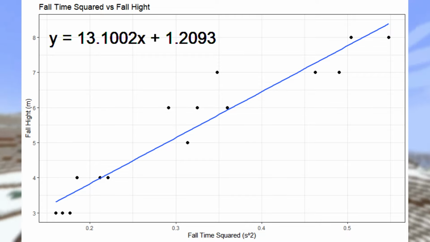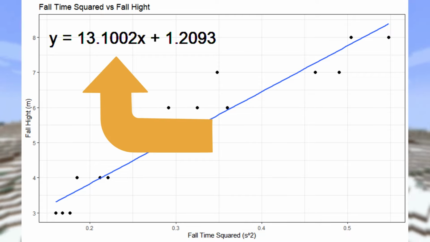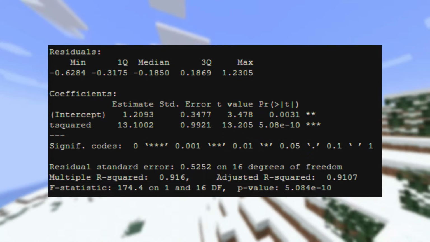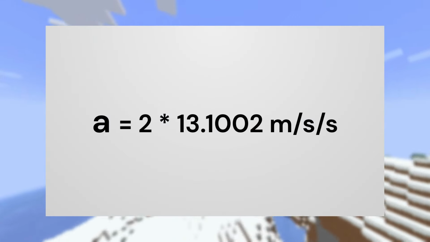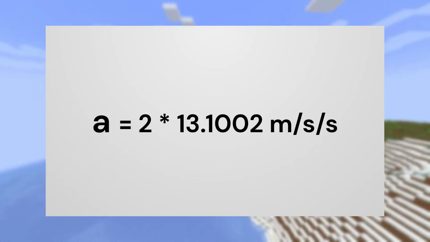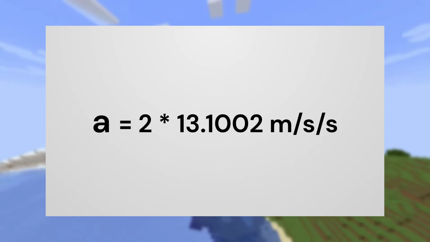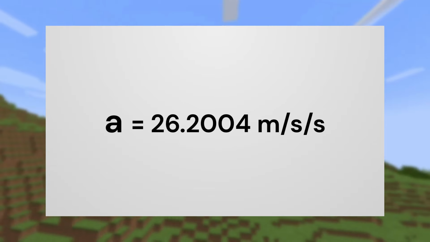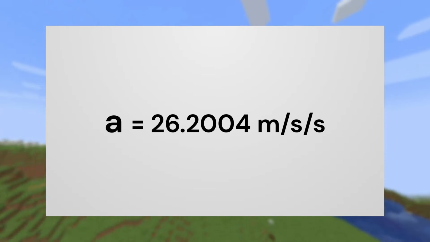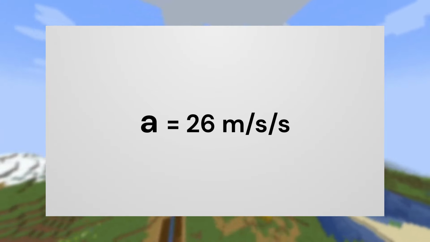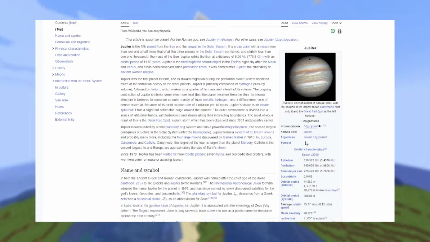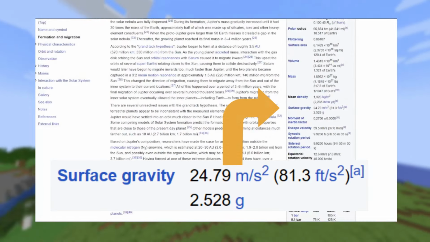Next, we just plug the data into our computer and we get a slope of 13.1002. Here's the full analysis if you want to see all of the numbers. Okay, so the acceleration due to gravity is about 2 times 13.1002 meters per second squared, or about 26.2004 meters per second squared. Although I only really know that to about 2 sig figs, so I'd say about 26 meters per second squared. Now, this is a pretty big value for the acceleration of gravity. This is more than the acceleration of gravity on Jupiter.